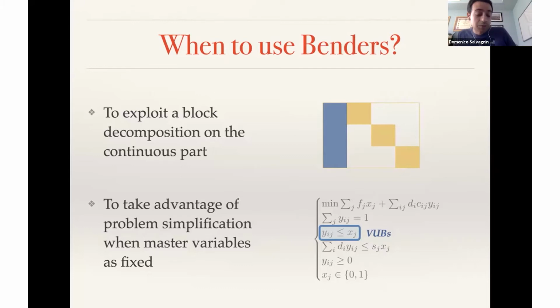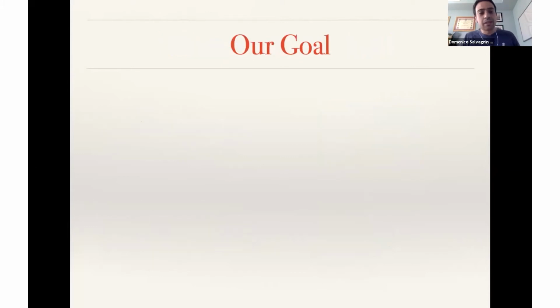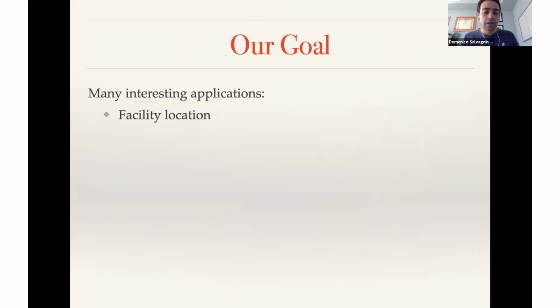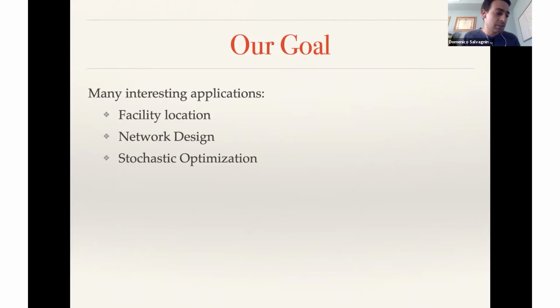So these are, I would say, the most common cases in which you would want to use Benders. And there are many interesting applications that fall into these two categories. I already mentioned facility location, but there are also other classes of problems. For example, network design optimization problems most of the time follow this pattern. And of course, we have already cited stochastic optimization. And the point is that for many of those applications, Benders decomposition is pretty much the only method that can solve the problem to optimality for instances of realistic size.